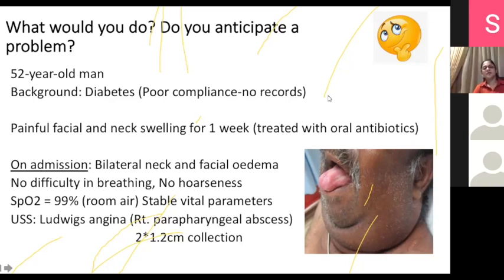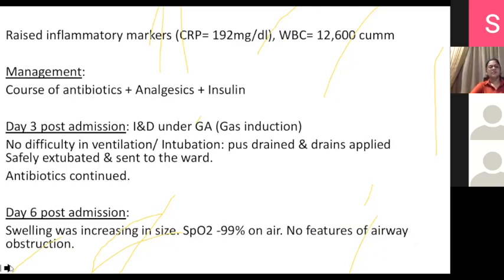So he's got a right parapharyngeal abscess, and the size is 2 into about 1.2 centimeter collection. That's about the size, and that was a collection. He's got raised inflammatory markers, both C-reactive proteins and the white blood cell count. They decide to give a course of antibiotics. They give painkillers because he did have a certain degree of pain. Due to his poor compliance in diabetes, they start him on insulin.